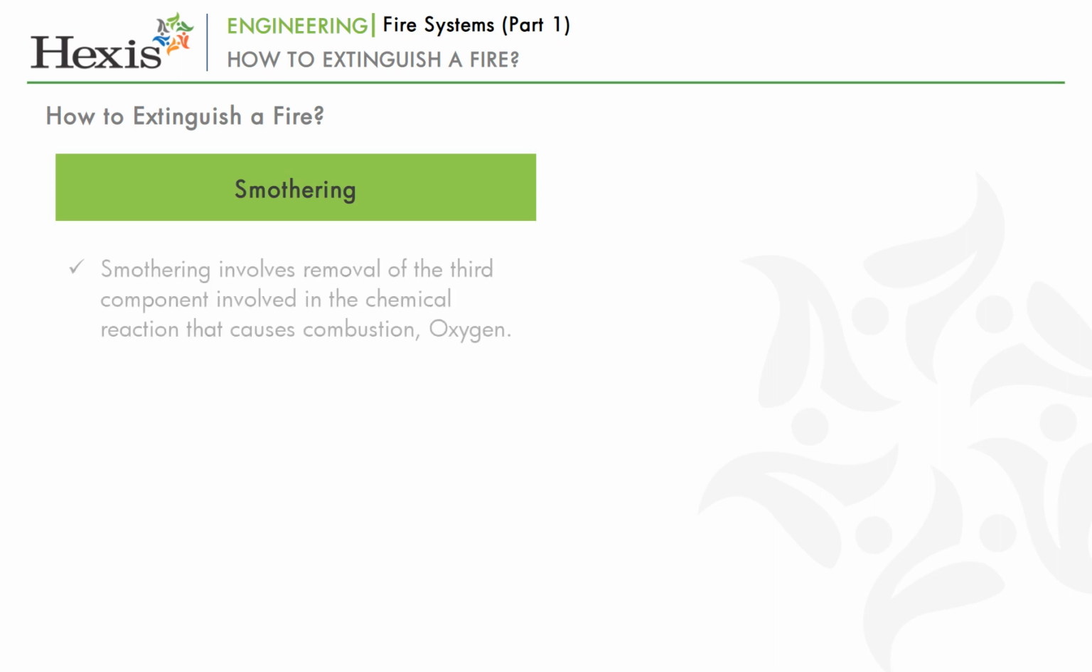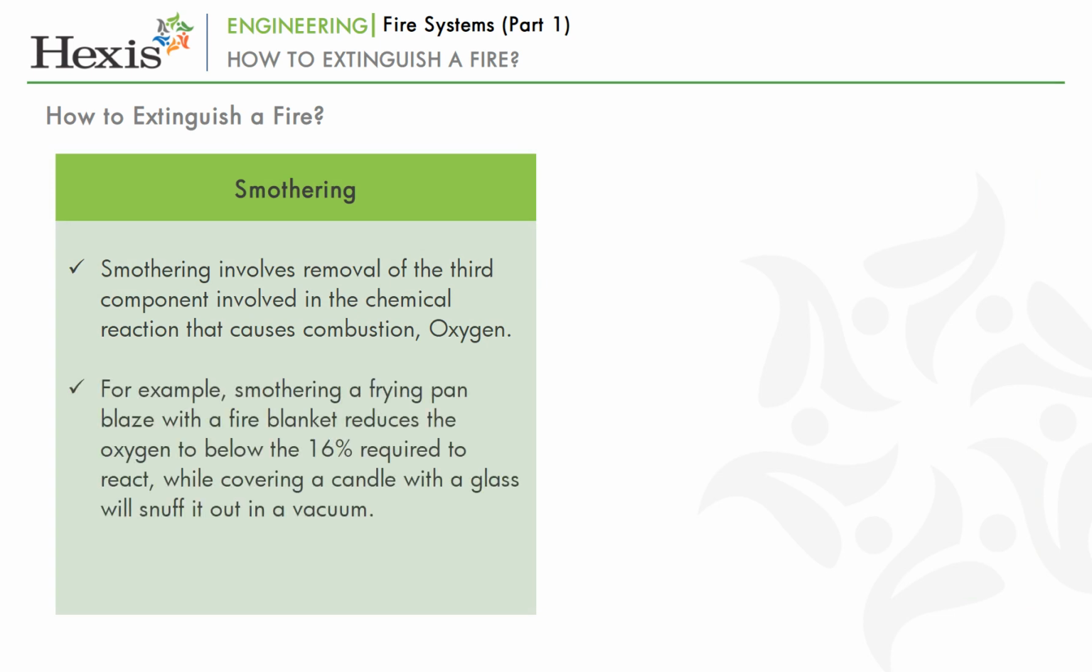Smothering. Smothering involves removal of the third component involved in the chemical reaction that causes combustion: oxygen. For example, smothering a frying pan blaze with a fire blanket reduces the oxygen to below the 16% required to react, while covering a candle with a glass will snuff it out in a vacuum.